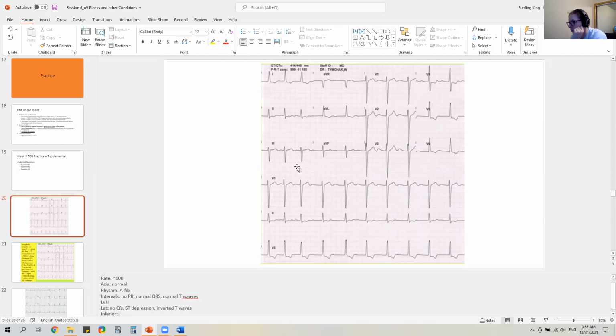Q waves, none, none, none. So no Qs. ST looks pretty normal. And then T waves. This one might be inverted. Up, up. Yeah, I'll just say normal T's. Again, didn't see T wave changes. So precordial, especially focusing on V1 to V4 and then the R waves. So precordials, Qs, nope, nope, nope, nope, no Qs.